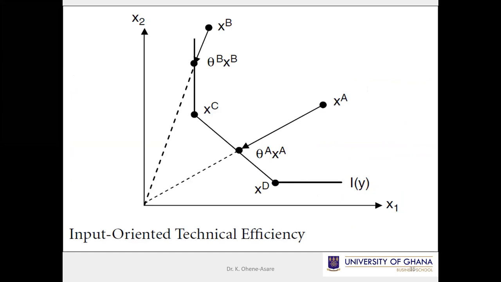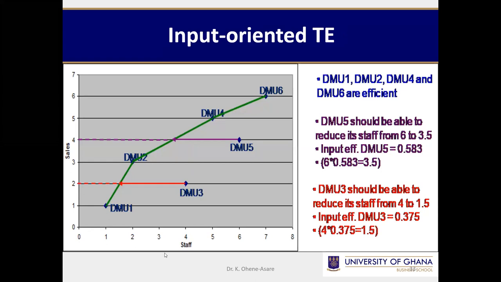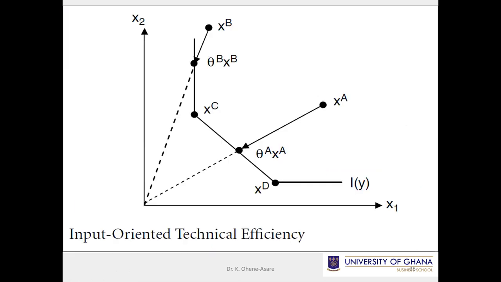So I want you to look at this. This is the input-oriented technical efficiency. The one I showed you was an input-output. So if you look at this graph here, you have the staff, which is input, and you have the sales, which is output. Now, this is one graph you may have to draw. Another graph you may have to draw is where you have the input on the x-axis. So here you have input x1, and input x2 on the y. This is another graph you score.